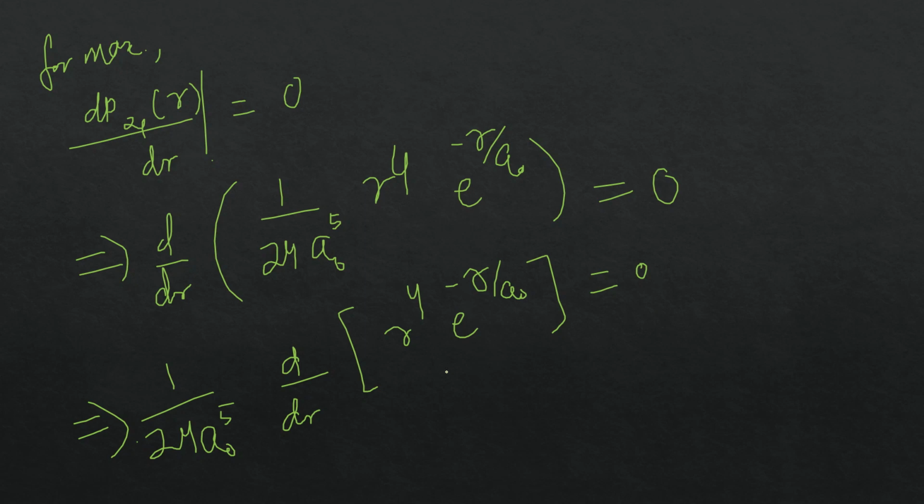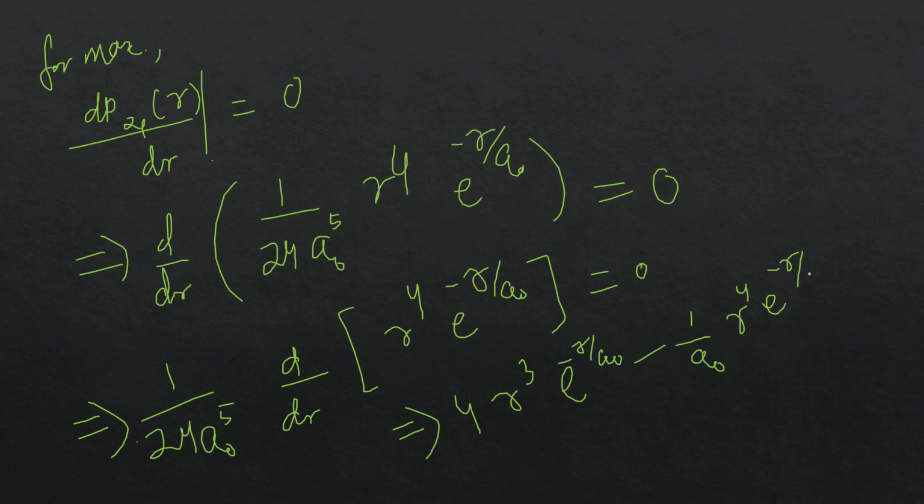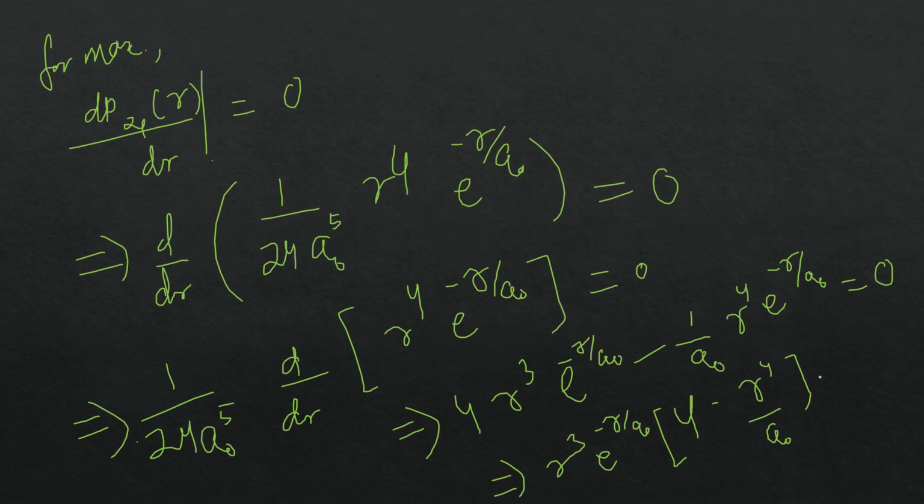Now this one will go to the right side and become 0, and this one will become 4r cube e to the power minus r by a naught. Plus, this will be minus because we're taking the derivative of the second term: minus 1 by a naught r to the power 4 e to the power minus r by a naught is equal to 0. Now take the common factor r cube e to the power minus r by a naught, and this will be 4 minus r fourth by a naught.